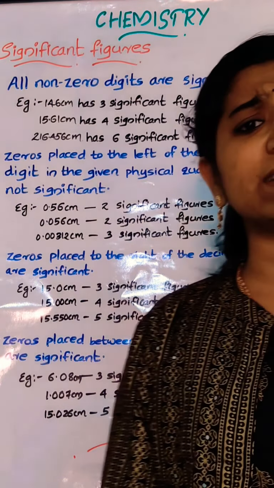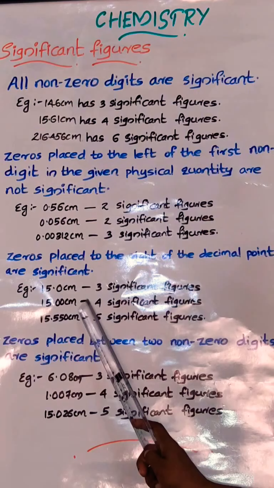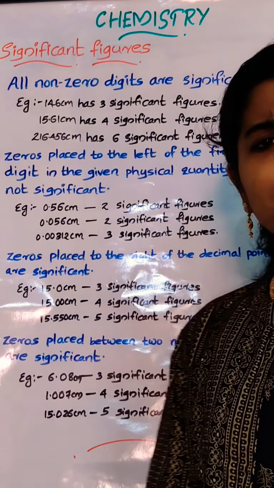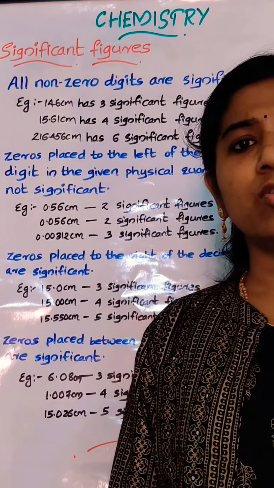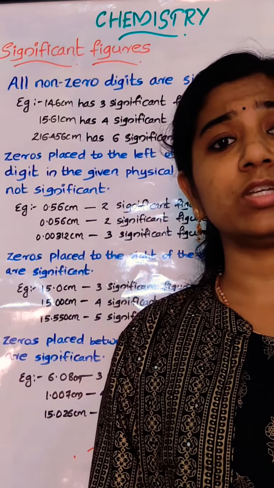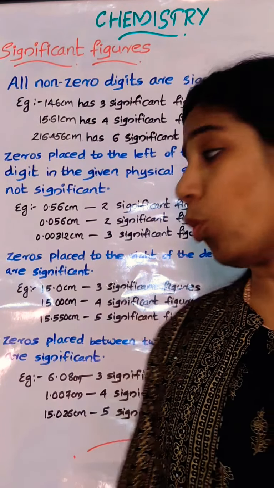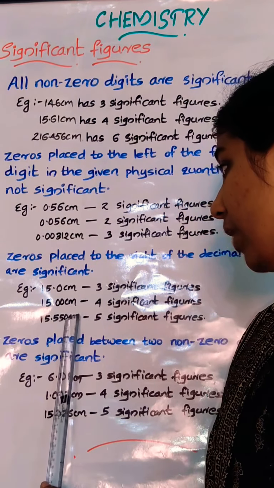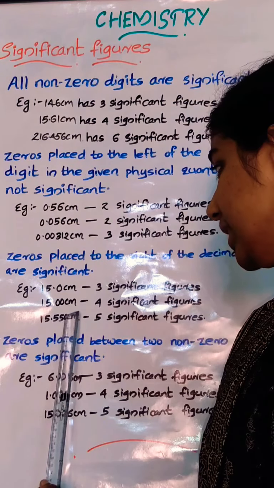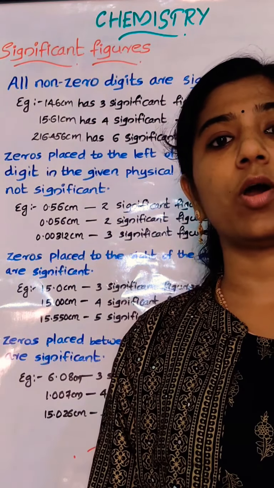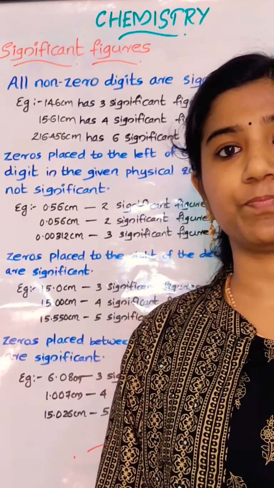Then we can consider another example, 15.550. It's already depicted here on the board. How many significant figures will it have? 15.550 centimeter will have how many significant figures? It has 1, 2, 3, 4, 5. So 5 significant figures are present in 15.550 centimeter.